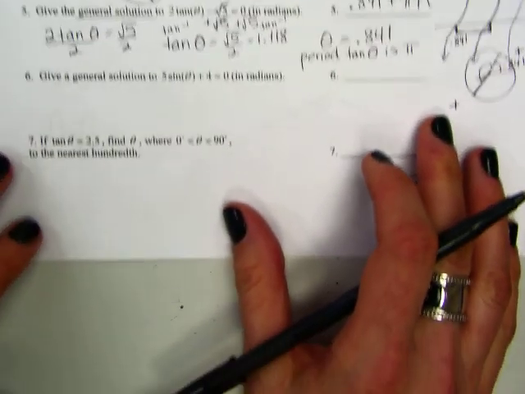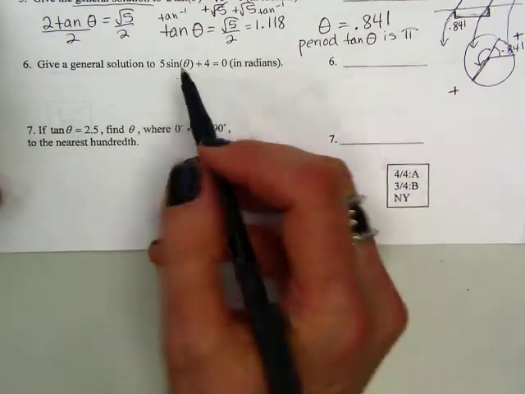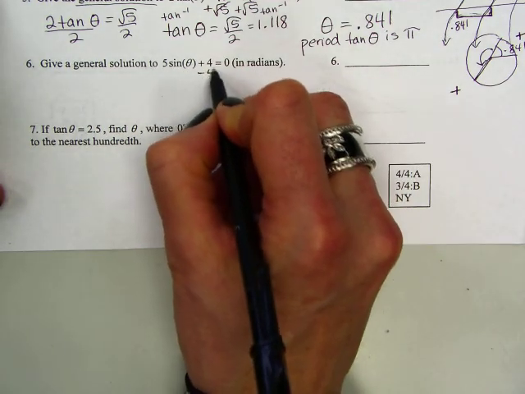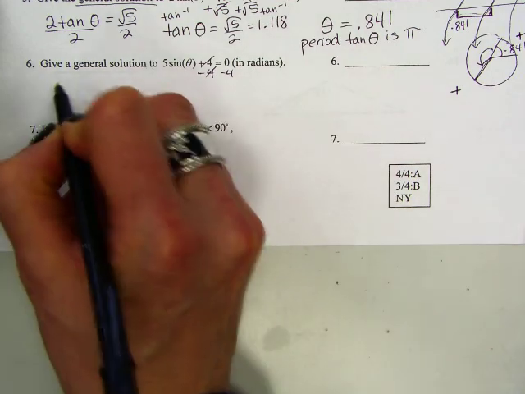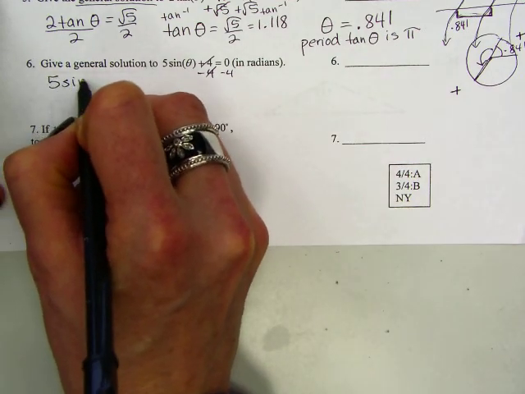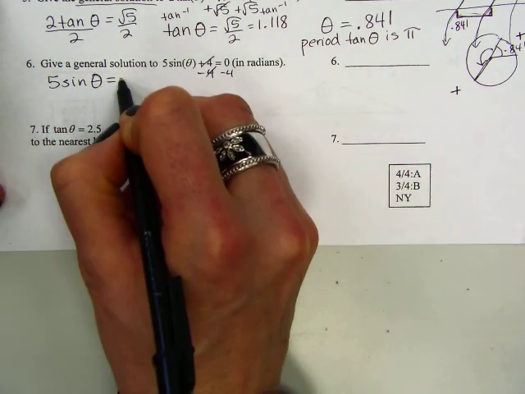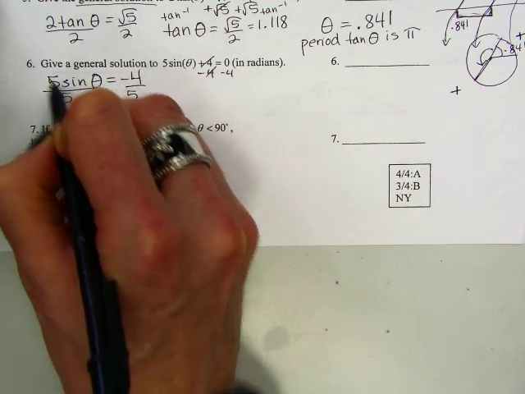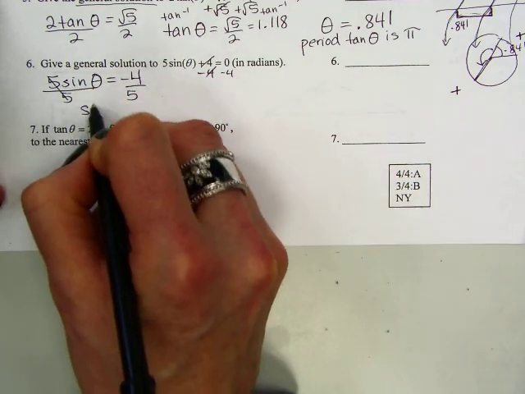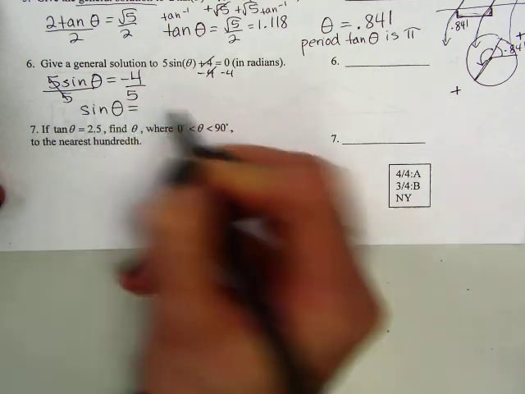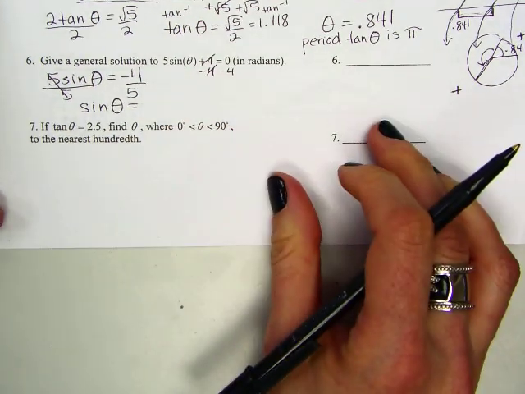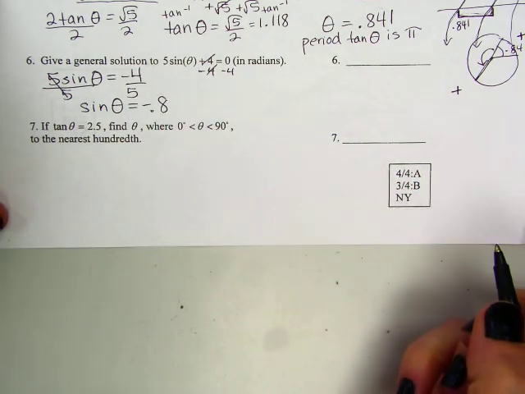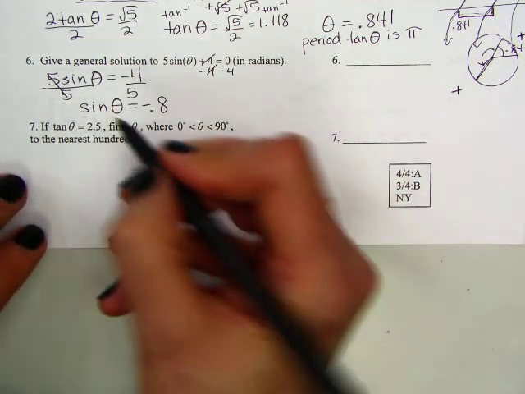All right, looks like we're going to be able to get one more in. Let's try to get this one in. Okay. First step, subtract 4. Then divide by 5. Then we have the sine of an angle equals -4/5. Again, I like decimals better, so I'm going to say -0.8. And then I inverse sine both sides.